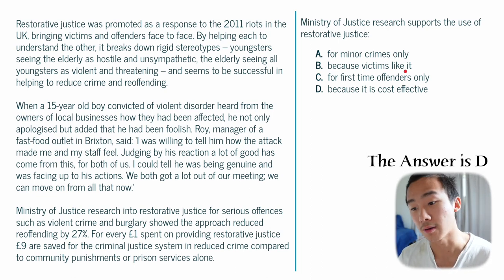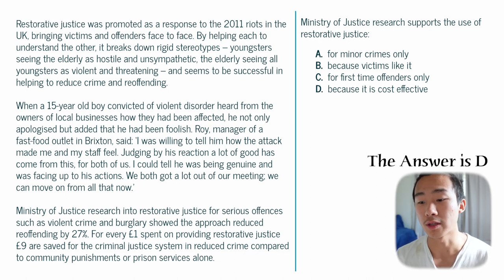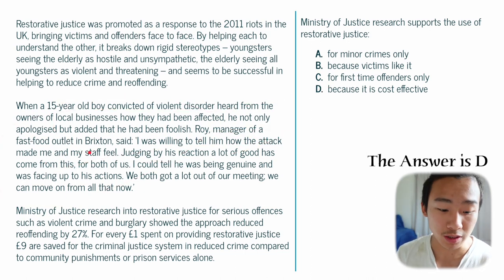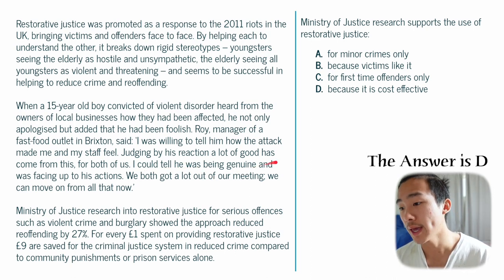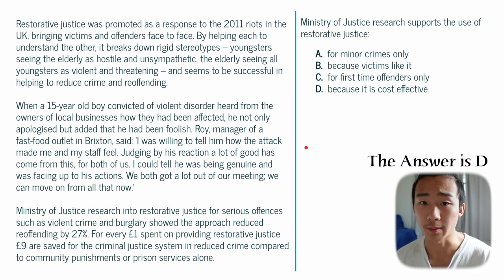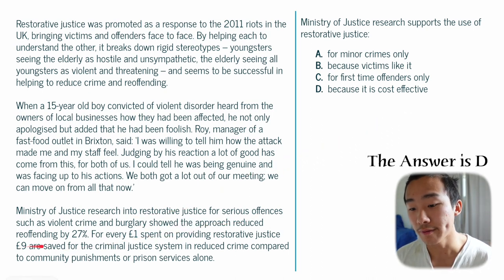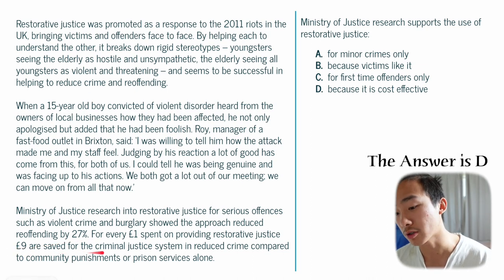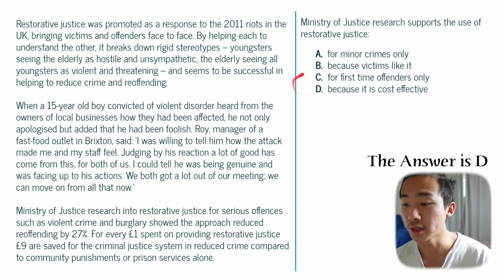There's a chance it does sound like the victims would prefer this way, but we have no evidence, and we only have evidence from this one specific manager of the fast food outlet in Brixton. So this is not strong enough to make a judgment concerning all the victims in general. And C, for first-time offenders only. It's not correct because there's no reference at all to first-time offenders or repeated offenders anywhere in the passage. And D, because it is cost-effective, is stated in the last paragraph here, and it says the approach reduced reoffending by 25%, and for every £1 spent on providing restorative justice, £9 are saved for the criminal justice system in reduced crime compared to community punishment or prison services alone. So the answer for this one is obviously D.